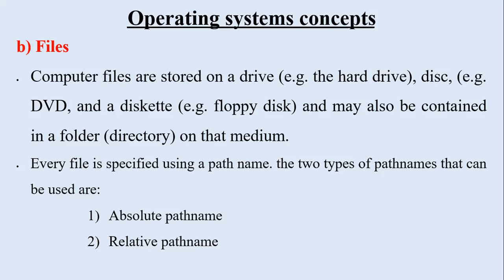When you have stored certain information in a file, and you want to refer to that file, the operating system is able to refer to that file in two main ways, or what we call two types of path names. That is what we call the absolute path name and the relative path name. These are the ways of referring to the file or contents of a file.